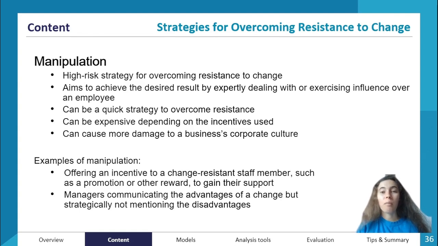So if employees realize that they're being manipulated or suspect they're being manipulated, then they might not receive that particularly well. So some examples, perhaps offering an incentive to a change resistant staff member, like a promotion or another reward to get their support, or managers communicating the advantages of a change, but strategically not mentioning some disadvantage. That can be manipulation as well, because you're misleading them, you're not giving them the full picture of the change and what it would involve.